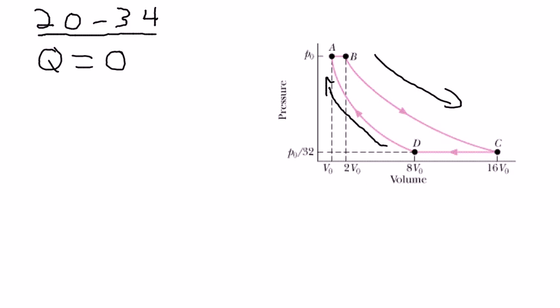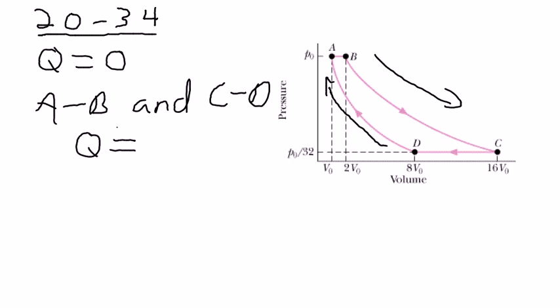A key thing to understand then is that the only time heat is going to be exchanged with the outside environment, either coming in or going out, is going to be from A to B and from C to D. Those are the only times where Q is not equal to 0.